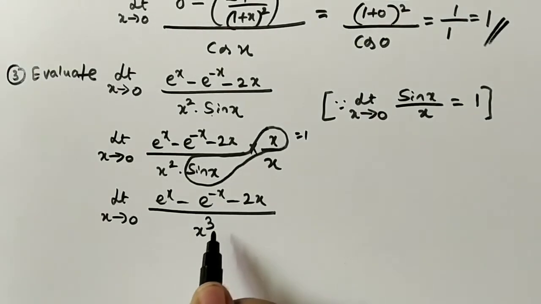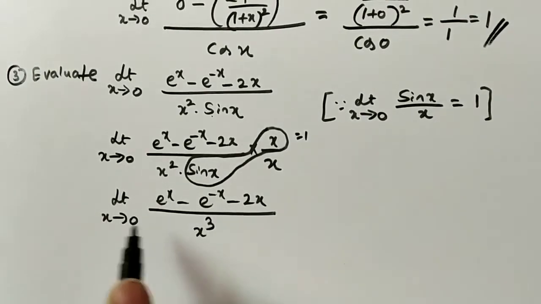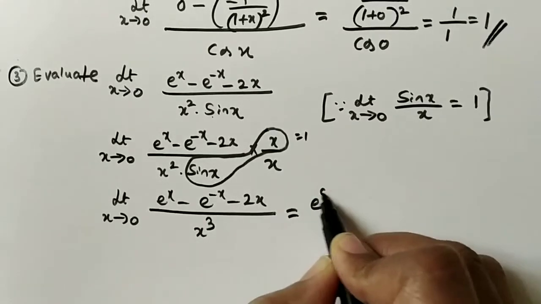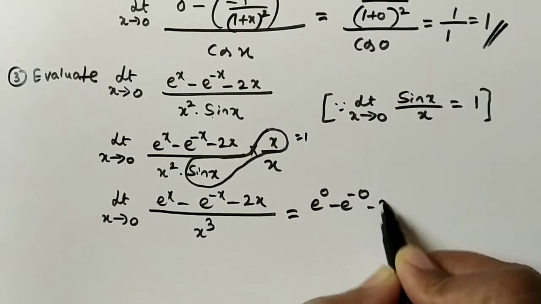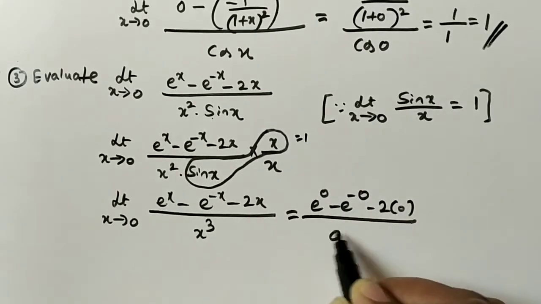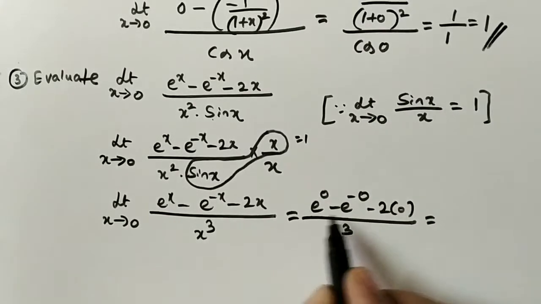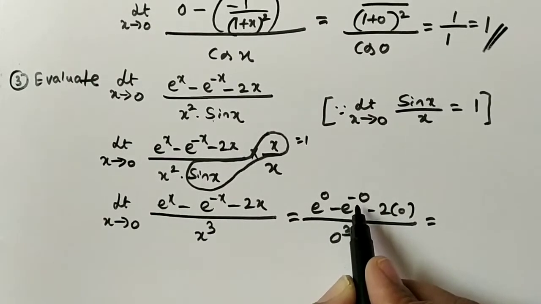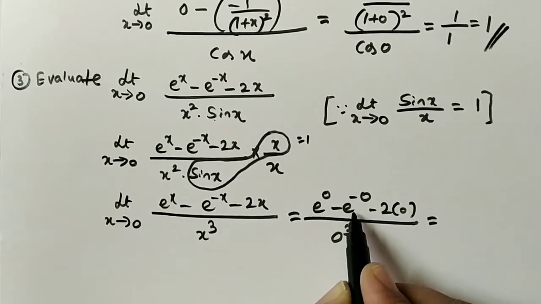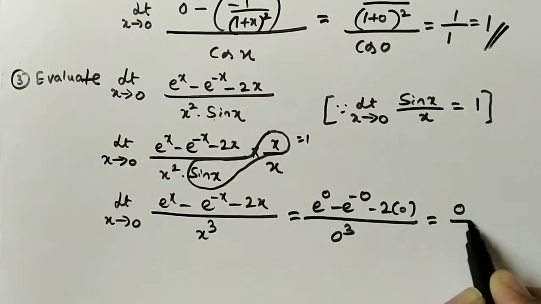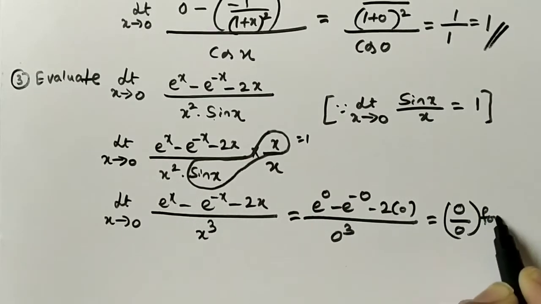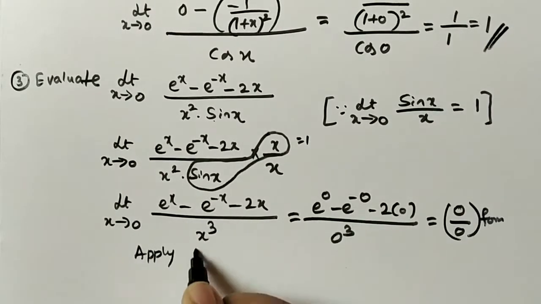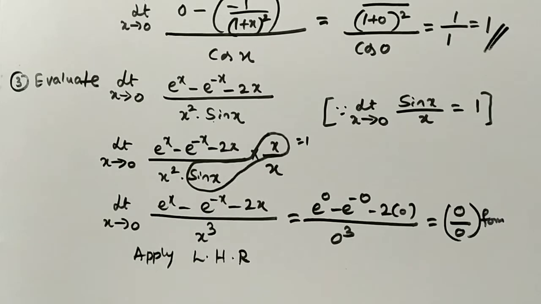Now the present question is this. Apply the limit: substitute 0, e power 0 minus e power minus 0 minus 2 into 0, divided by 0 cube. That equals e power 0, which is 1, minus e power minus 0, which is also 1. So 1 minus 1 is 0, minus 2 into 0, so it is 0 by 0 form. Once you confirm 0 by 0 form, you have to apply L'Hospital rule.